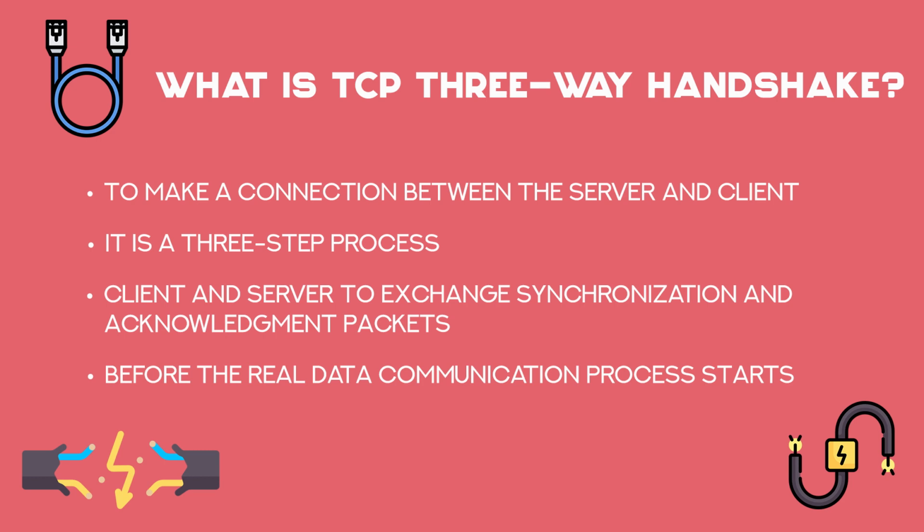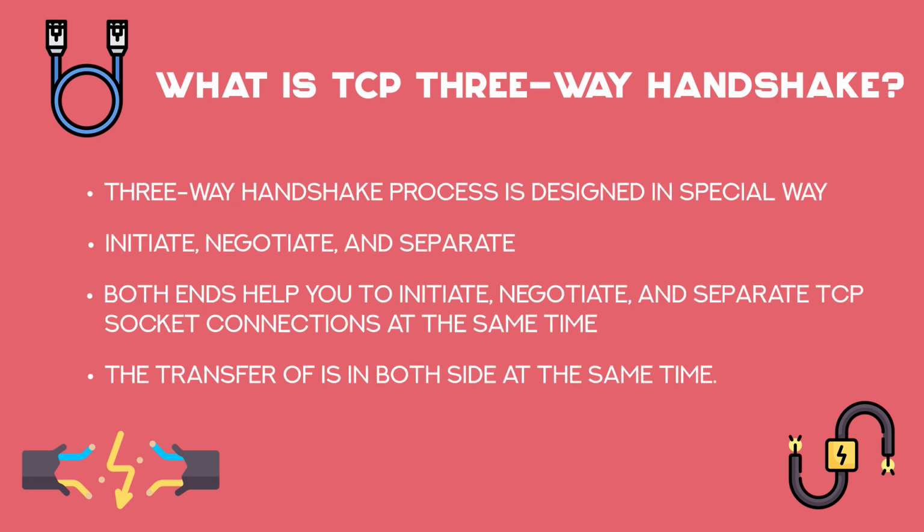Three-way handshake is a process used in TCP/IP networks to make a connection between a server and a client. It is a three-step process that requires both the client and the server to exchange synchronization and acknowledgement packets before the real data communication starts. The process is designed in such a way that both ends can initiate, negotiate, and separate TCP socket connections at the same time. It allows you to transfer multiple socket connections in both directions at the same time.